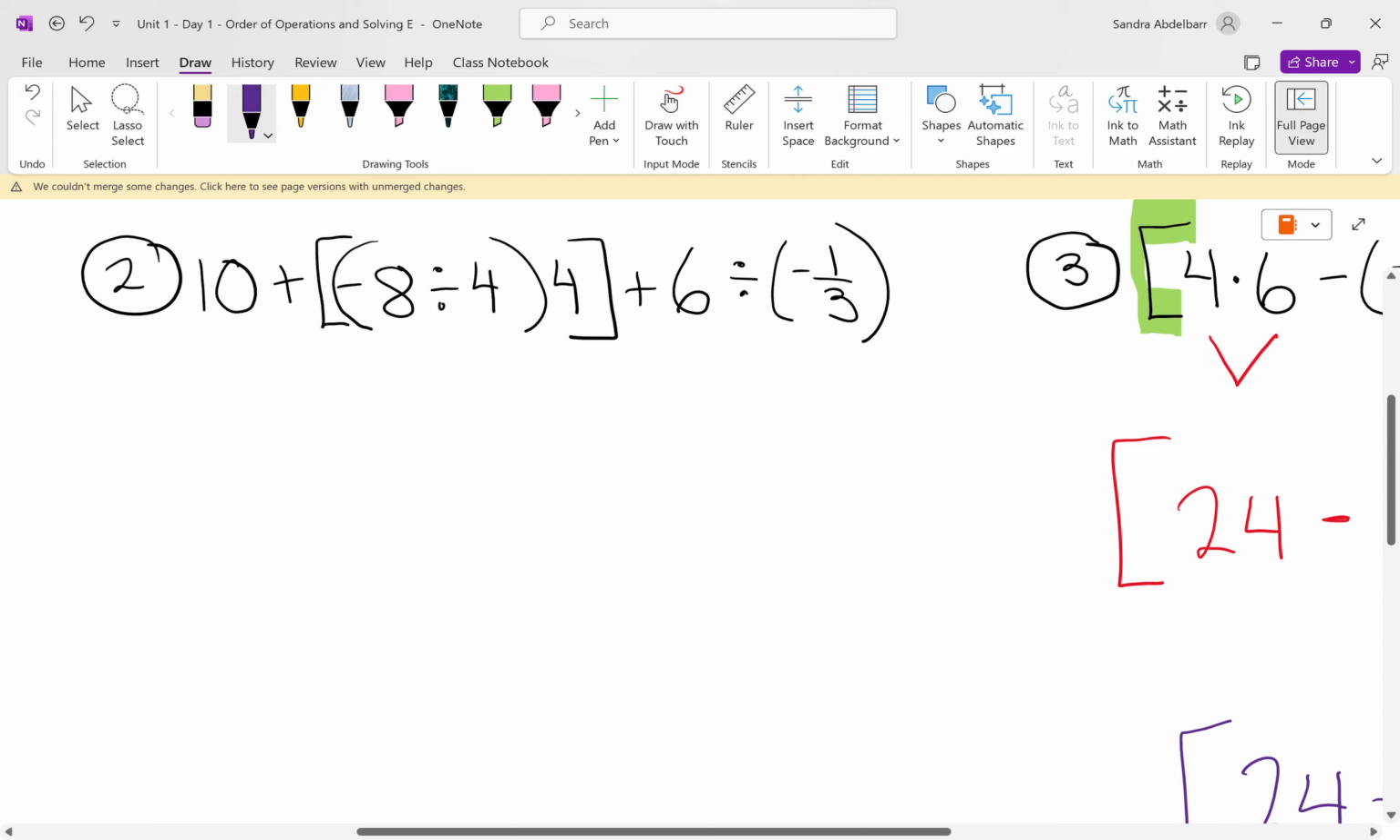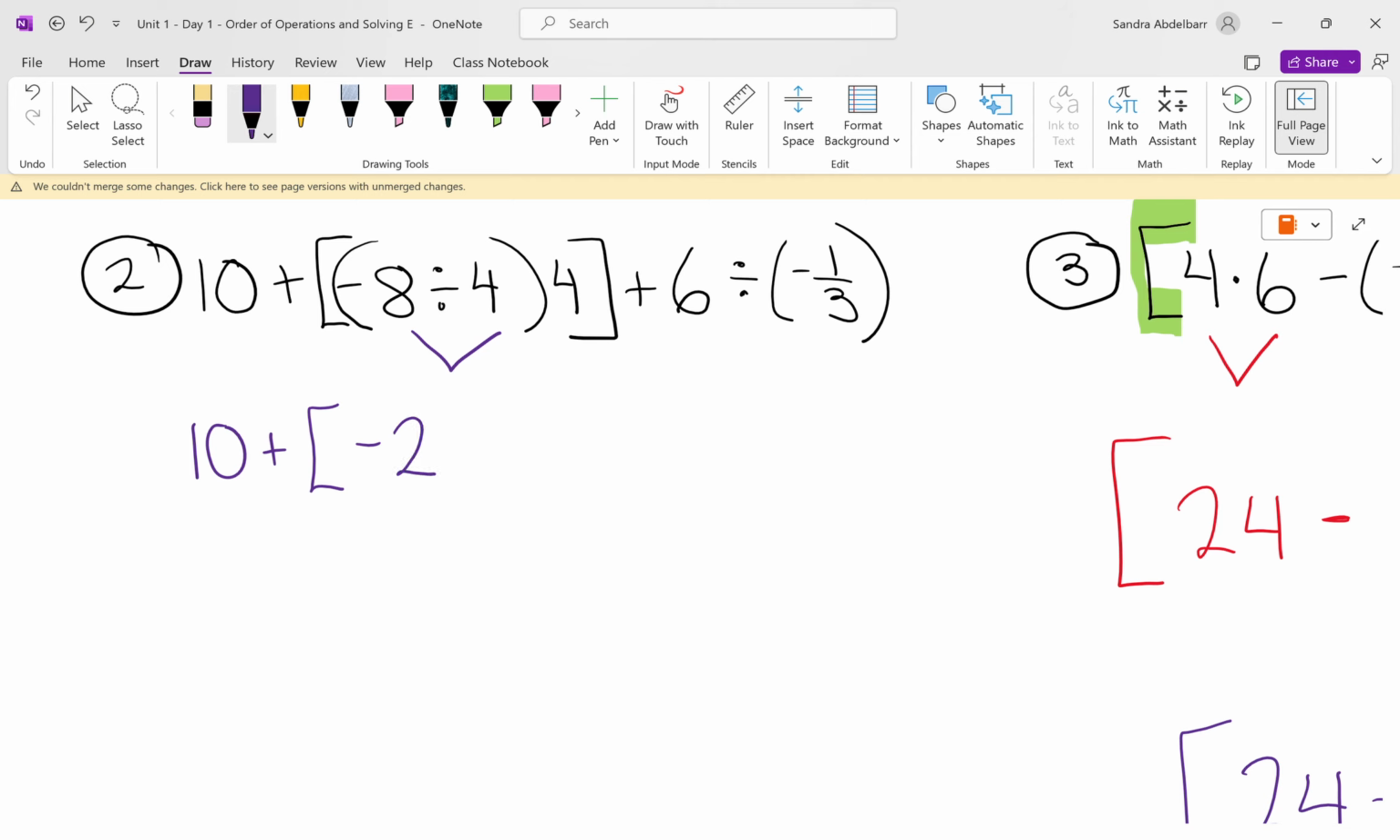So again, I'm starting off with my parentheses. So I see those square brackets. Within those square brackets, I have parentheses within the brackets. So normally it's multiplication or division. I'm working within these parentheses first. So I'm going to divide -8 and 4. So we have 10 plus -8 divided by 4 is -2.